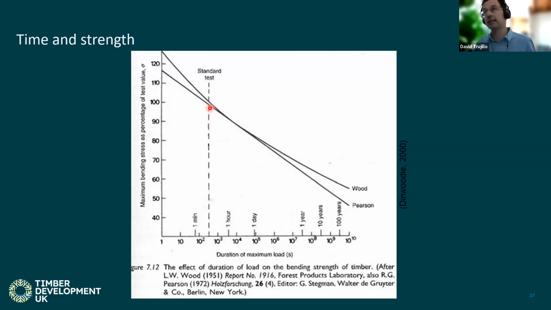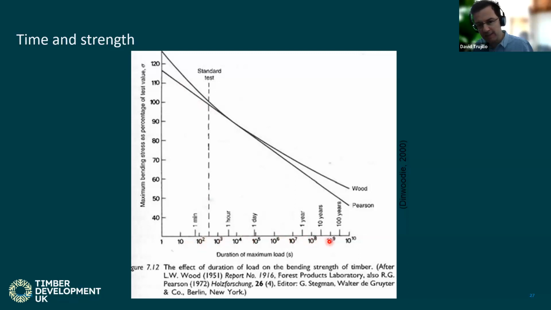And so if we had, again, a piece of timber in bending, and we got a certain amount of resistance, you would consider that to be 100% of its strength in the standard test. If you applied a load much faster, say something like a gust of wind or an earthquake, you would see that timber exhibits higher strength than what you observed in the test. And the same is the opposite.